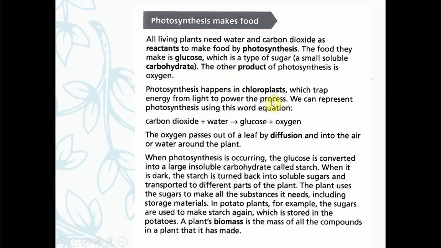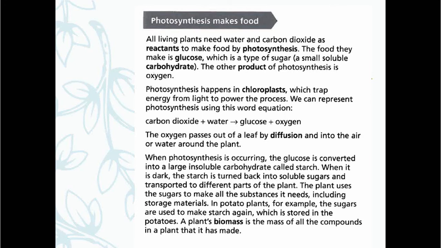Okay, how does the oxygen leave the leaf cells? It leaves the leaf cells by diffusion, through holes in the leaves called the stomata. While the glucose that is made is converted into starch, and at night when there is no photosynthesis, the starch is returned back to soluble sugars, and then it is transported to all the plant parts, and every part uses it to make what it needs.